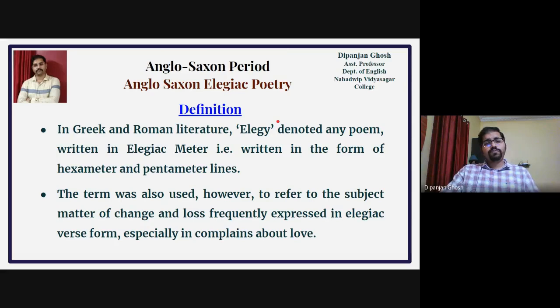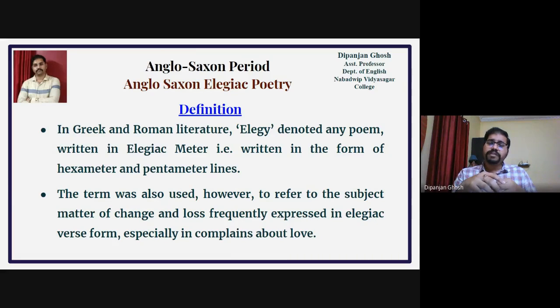So let us come to discuss Anglo-Saxon elegiac poetry. What do you mean by elegy? Here you will get a definition provided in Greek and Roman literature: elegy denoted any poem written in elegiac meter. That is the first definition. Today, when we discuss elegiac poetry or elegy, we find that it denotes any poem that deals with loss, suffering and anything else.